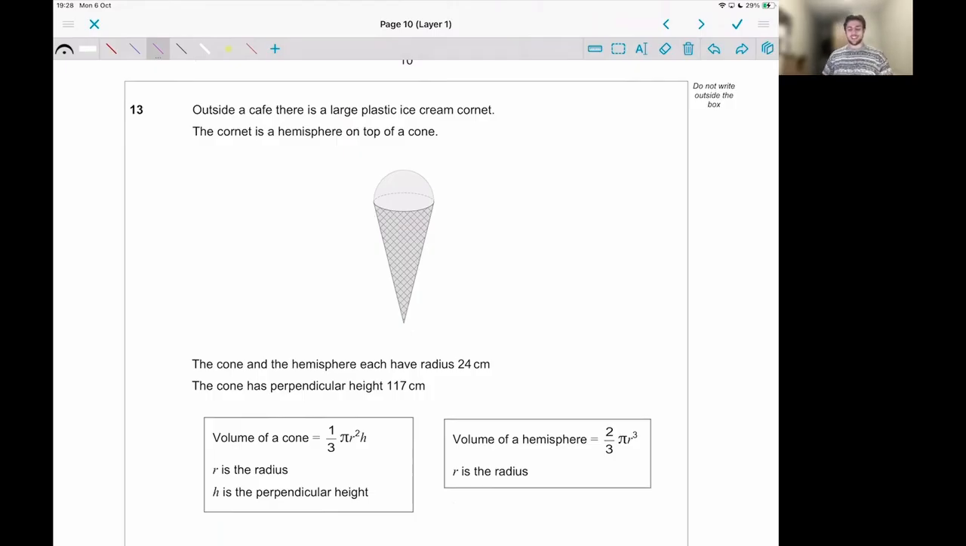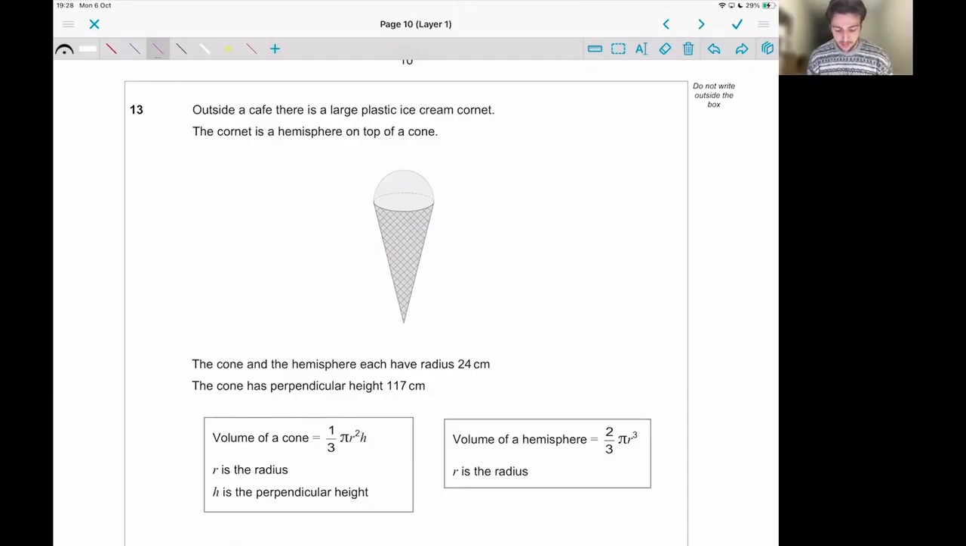So, question 13. We've got some 3D shapes here. We've got an ice cream cone. Outside a cafe, there is a large plastic ice cream cornet. The cornet is a hemisphere on top of a cone. So, hemisphere is half a sphere. Hemi meaning half. Sphere is the ball that you're used to. On top of a cone. Cone is the circle at the bottom, drawn to a point. The cone and the hemisphere each have radius 24 centimeters. The cone is perpendicular height 117 centimeters.